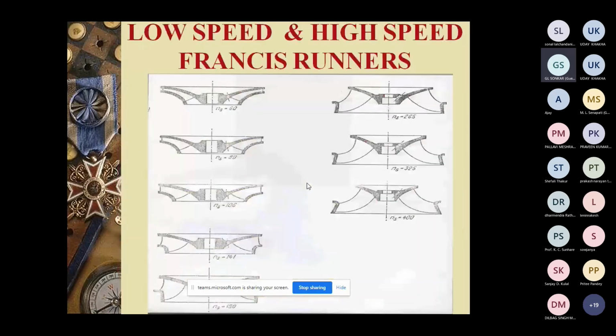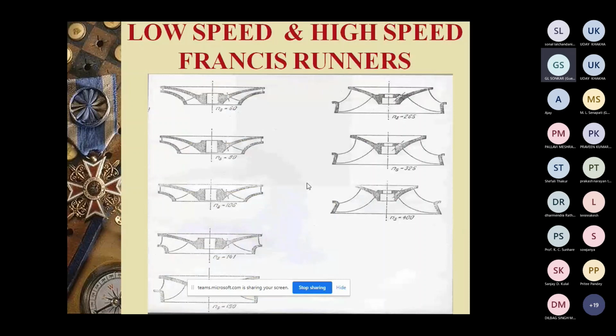Then these are some high speed and low speed runners. As I told, the low speed runner is very bulky. In the low speed runner, the diameter is more and the height is less. But in the high speed runner, the diameter is less and the height is more. The high speed runner looks like a cylinder, but the low speed runner looks like an umbrella.